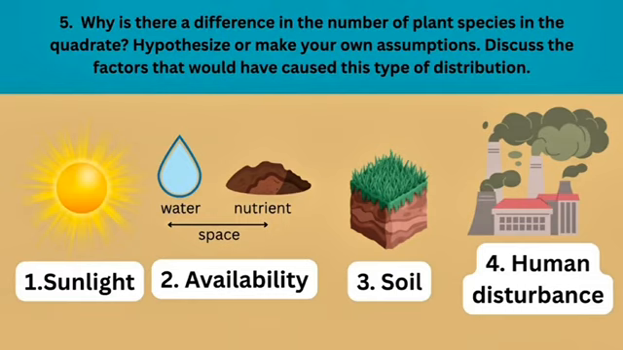Second is availability. The presence or absence of essential resources like water, nutrients, or space can influence which plant species are able to establish and thrive. Limited availability may restrict growth, while high availability can support a wider variety of plants. Fourth is soil moisture. Areas with higher soil moisture can support a different range of plant species compared to drier areas. Plants that need more water will only grow where moisture is sufficient. Last but not least is human disturbance. Activities like trampling, clearing, or pollution can alter plant diversity. Disturbed areas might show fewer species or a dominance of fast-growing, resilient plants.